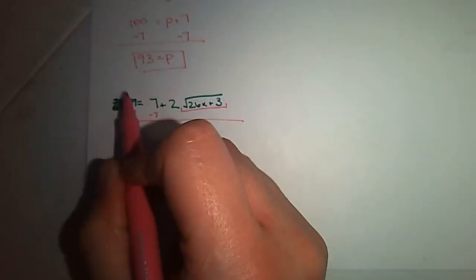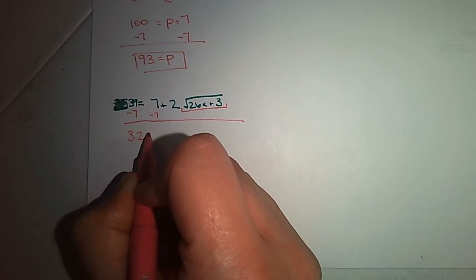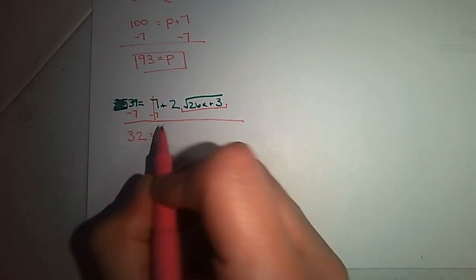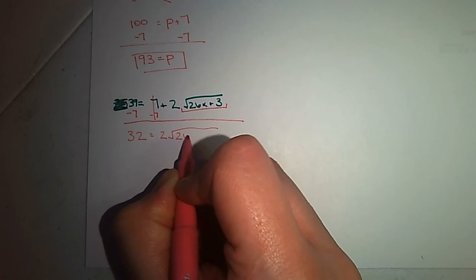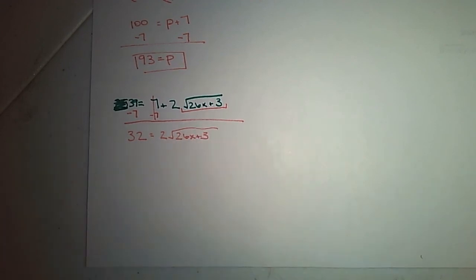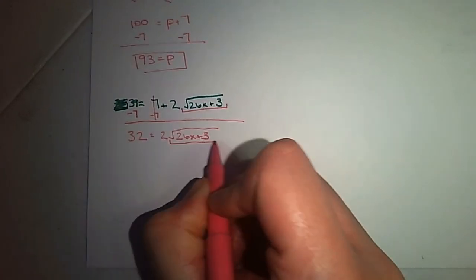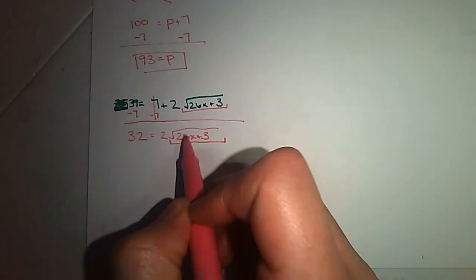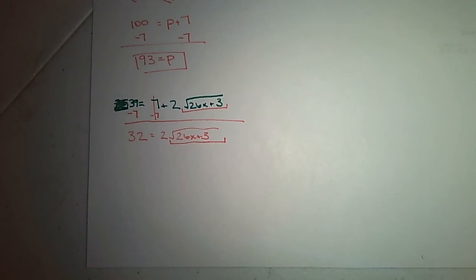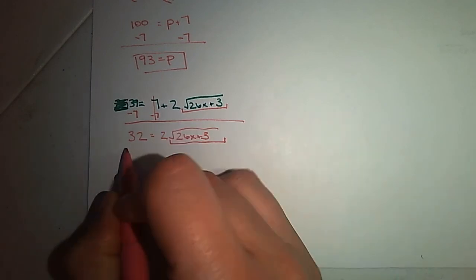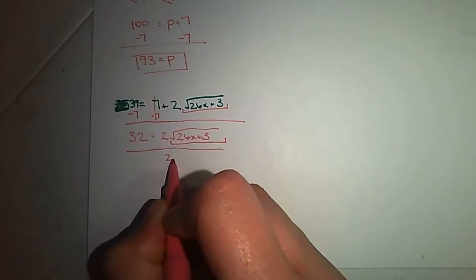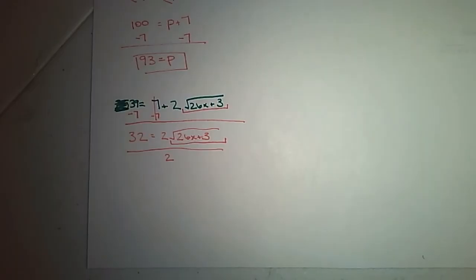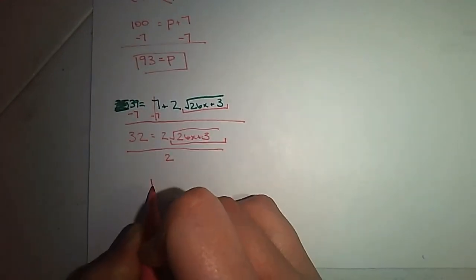So over here, I'm going to get 32, and the 7s will cancel over here. Notice my square root isn't by itself yet. We still have this 2 that's attached to it. And right now those two things are being multiplied together. So in order to move that 2 to the other side, we're going to divide everything by 2. This division undoes multiplication. So now 32 divided by 2 is going to give us a 16.